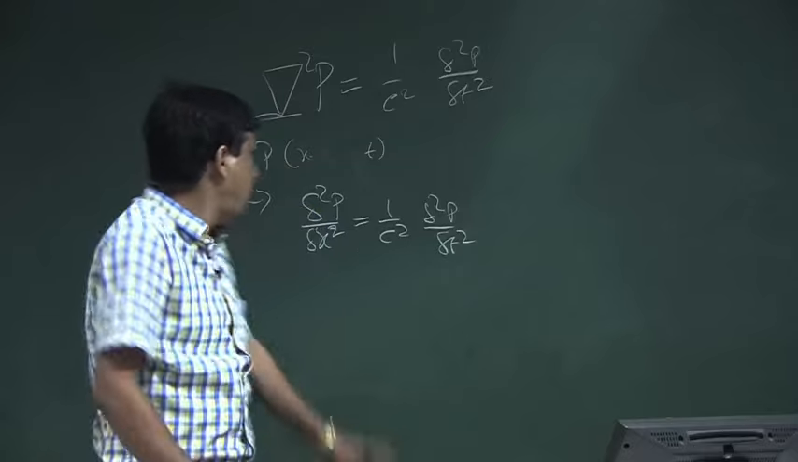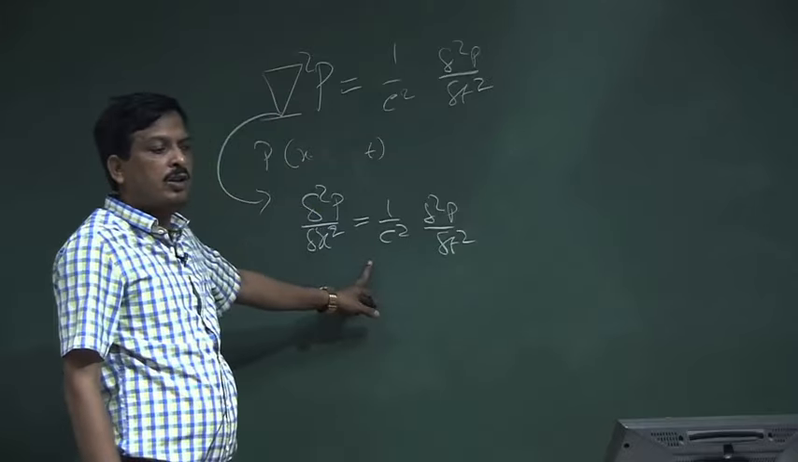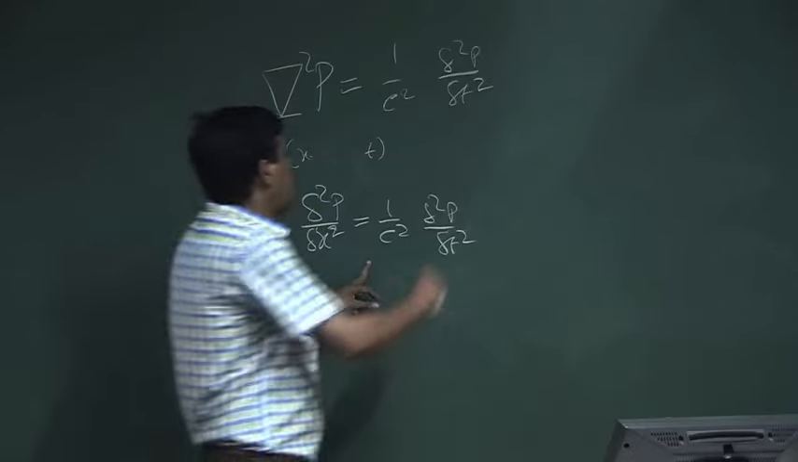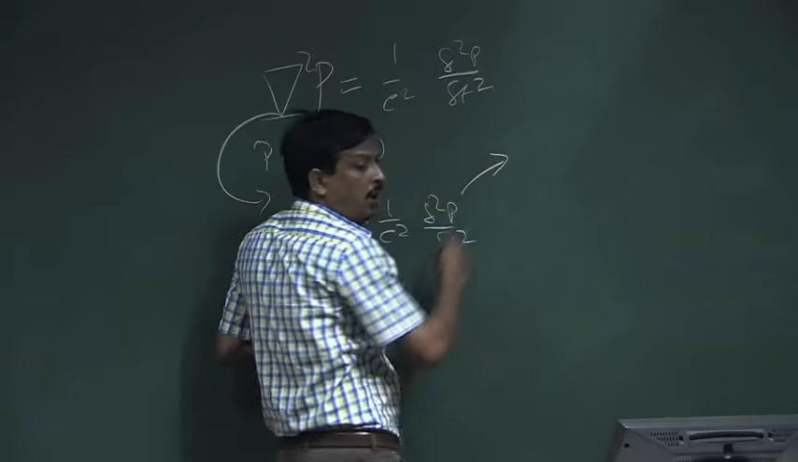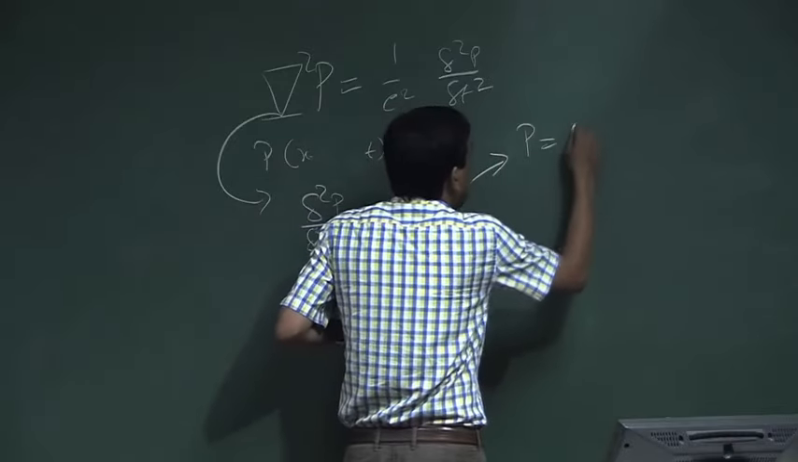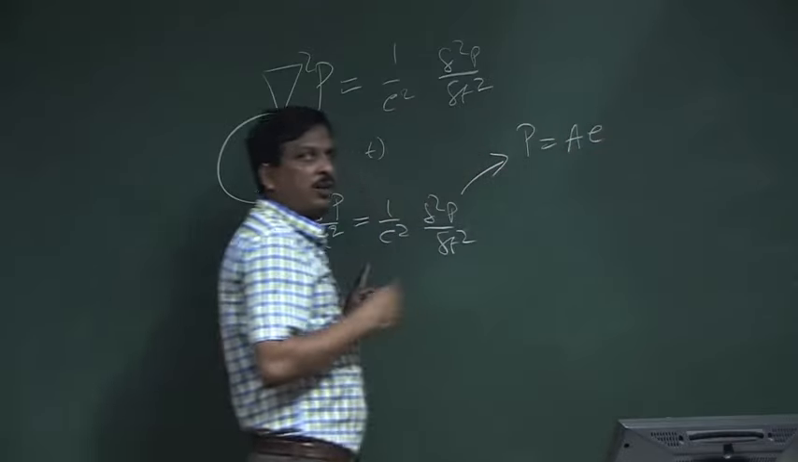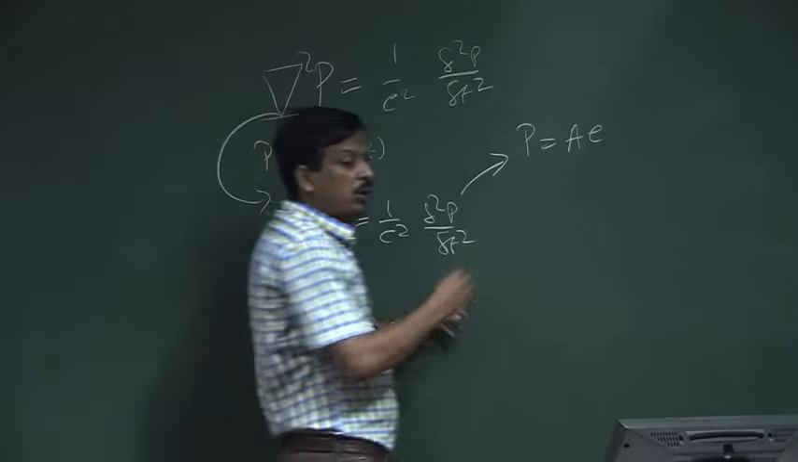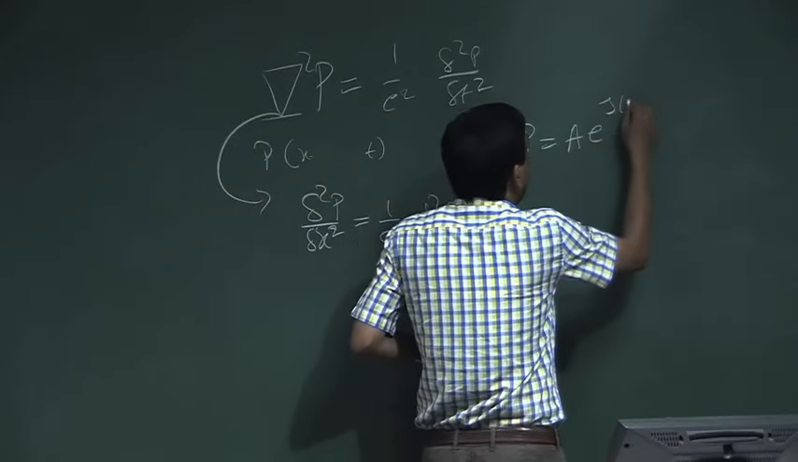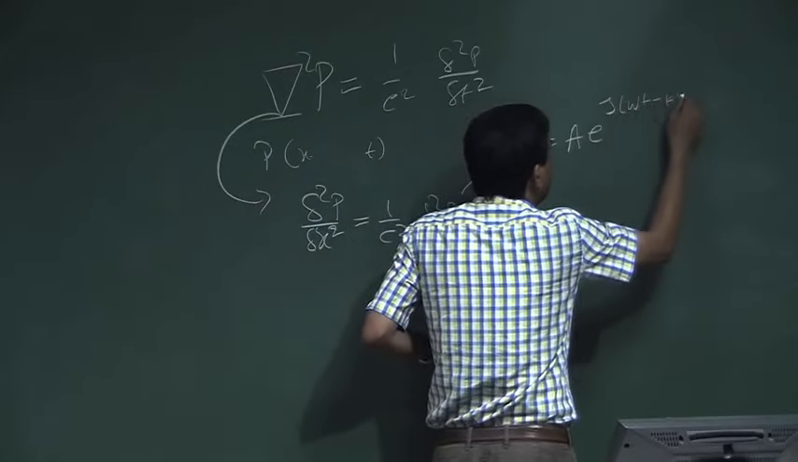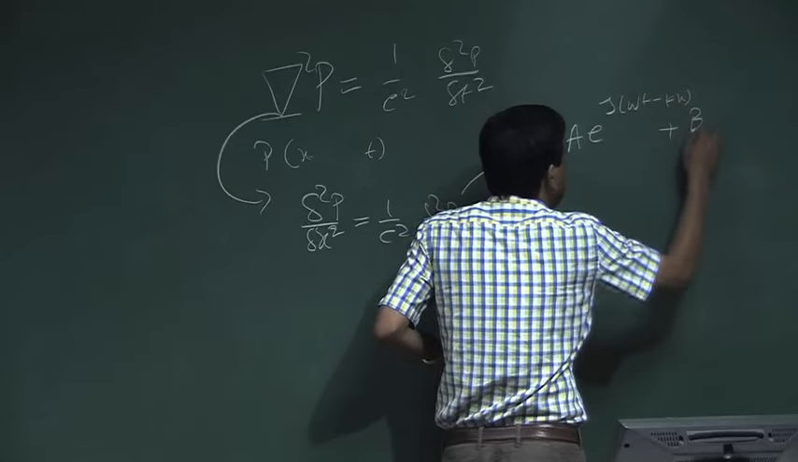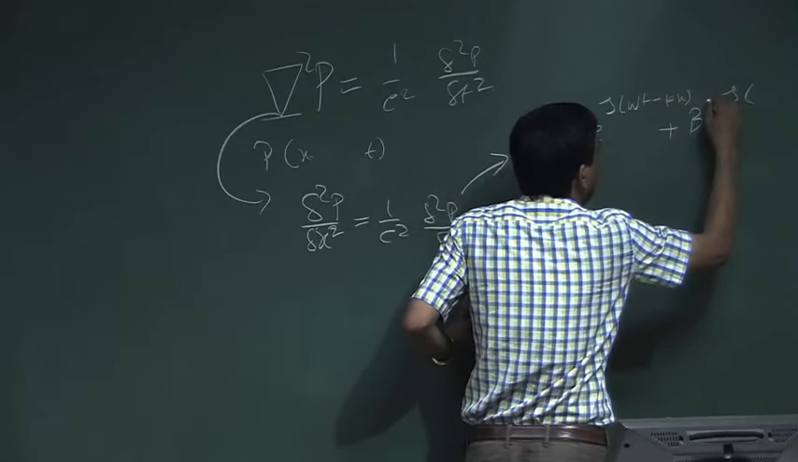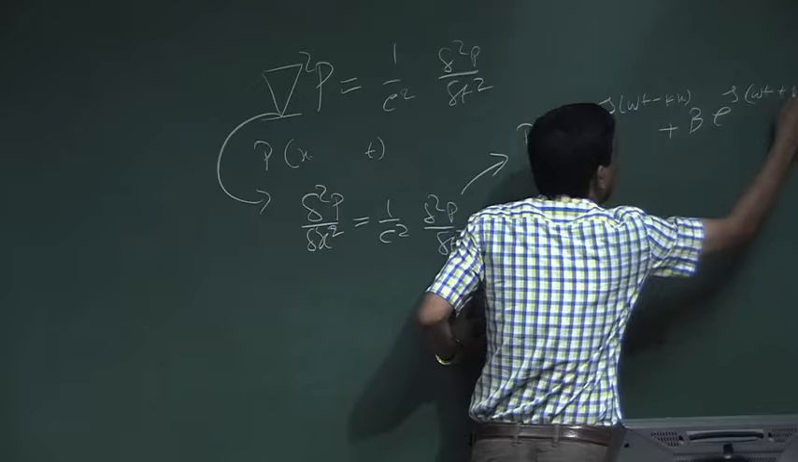Now, what is the solution of the differential equation? I have to find the solution. You know that for a second order differential equation, the solution will be p is equal to A e to the power j omega t minus k x, plus B e to the power j omega t plus k x.